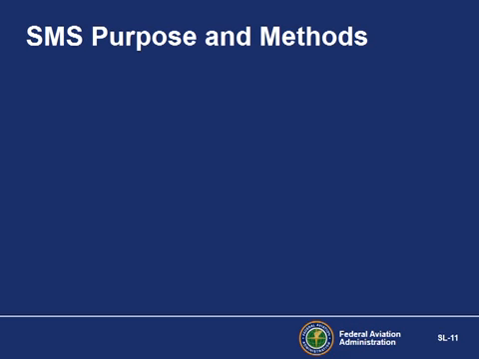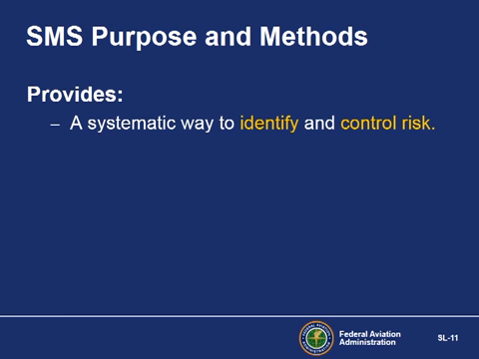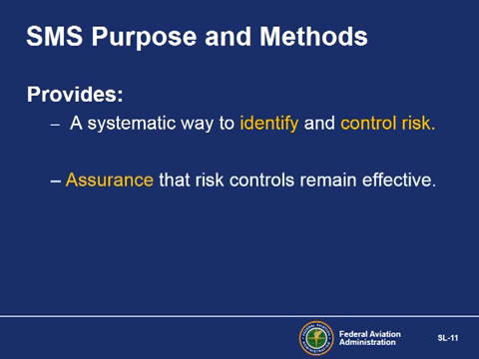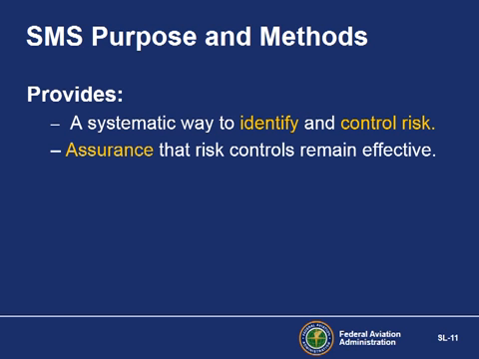We have a definition of SMS, but what does SMS do for us? SMS is a system-based approach that has as its core objective to identify and control risk. It allows us to have greater confidence, assurance that risk is under control. The service provider institutes the controls, and the oversight authority verifies the controls are effective.